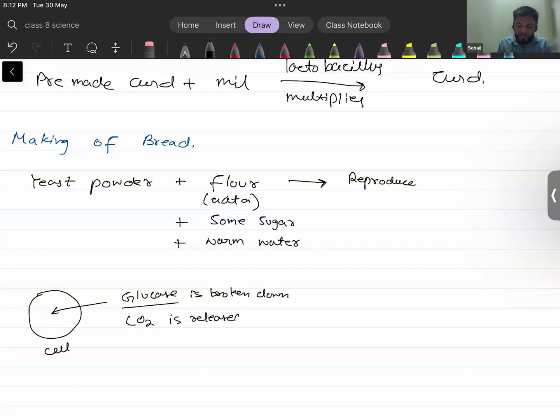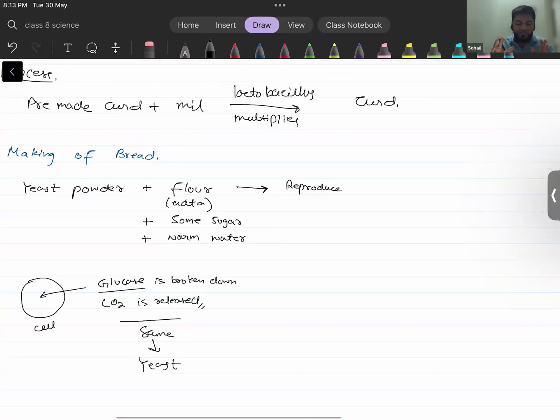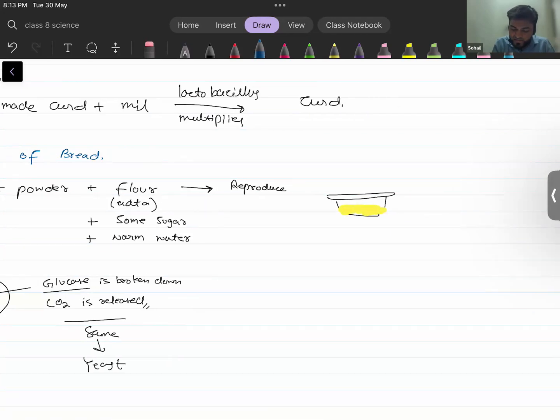What is released? Carbon dioxide. And the same thing happens in yeast also. They also break down the glucose and release carbon dioxide. Now, where is all this happening? All this is happening in the atta, in the flour, in the dough you have made. Say there was a small amount of dough here. In the next step, it started to rise.